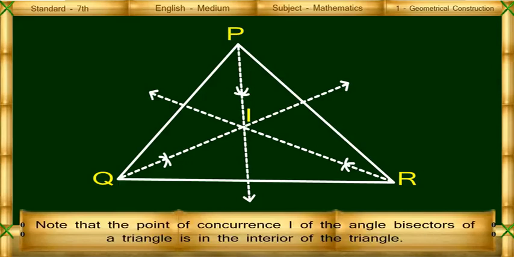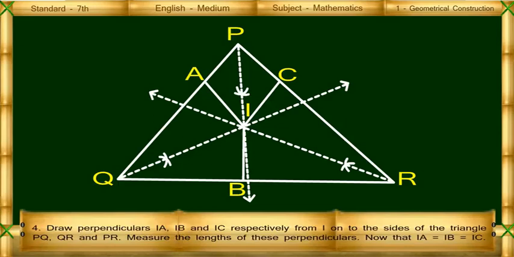Note that the point of concurrence of the angle bisectors of a triangle is in the interior of the triangle. Draw perpendiculars IA, IB and IC, respectively, from I onto the sides of the triangle, PQ, QR and PR. Measure the lengths of these perpendiculars. Note that IA is equal to IB is equal to IC.